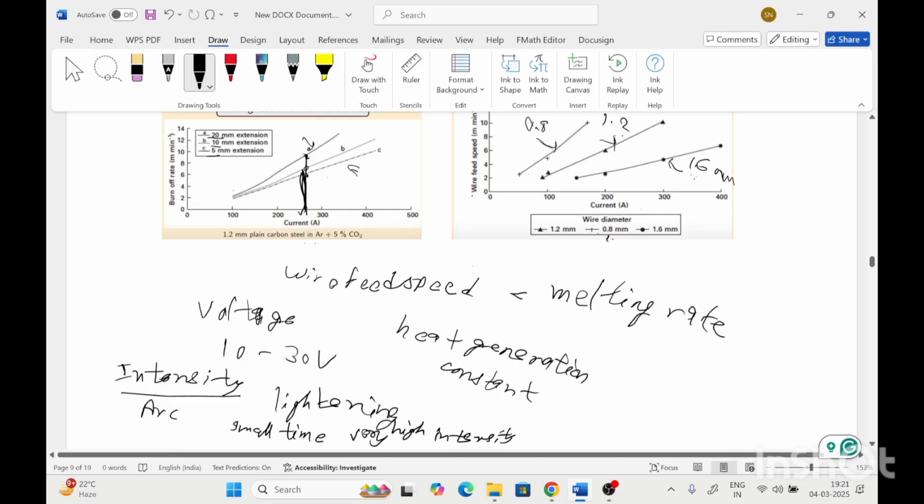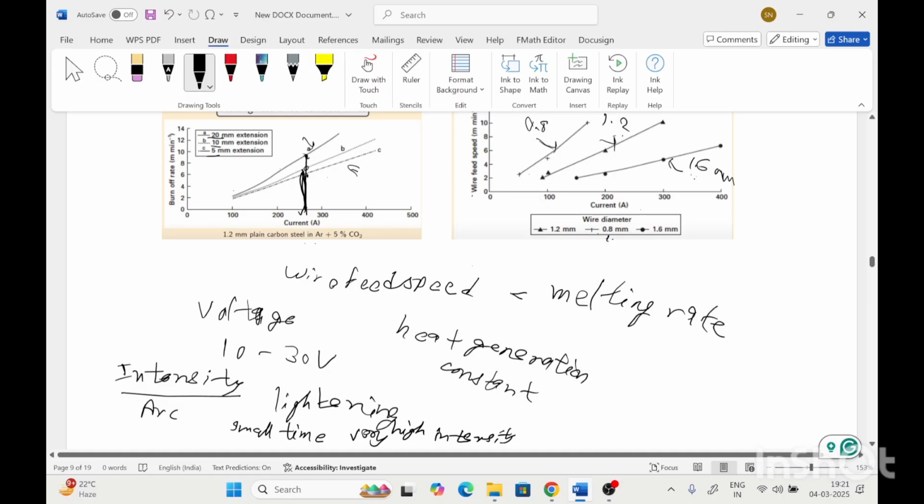So we need a constant intensity of the arc. Ultimately, ma'am, the bead will not be continuous if the arc is unstable. When the arc is not stable, we will not get a good welding bead.